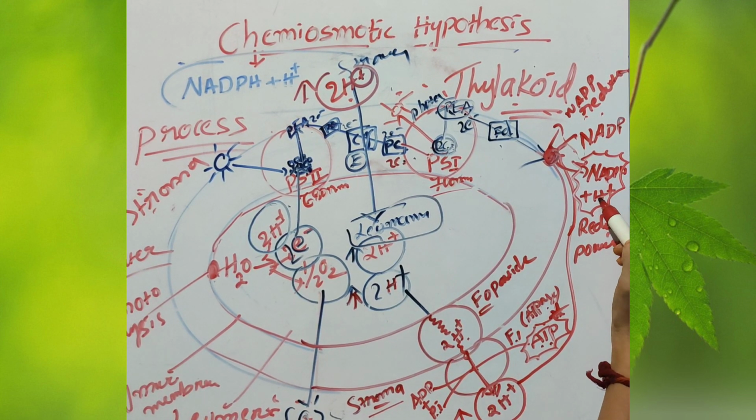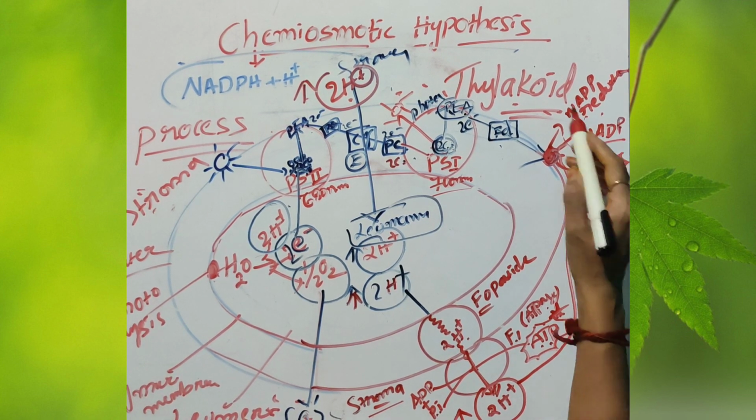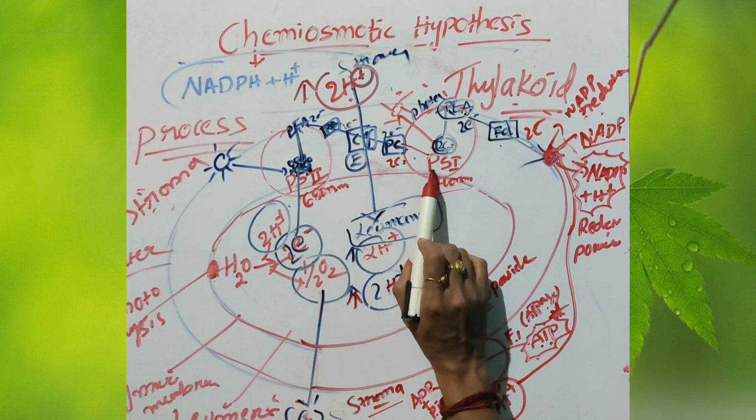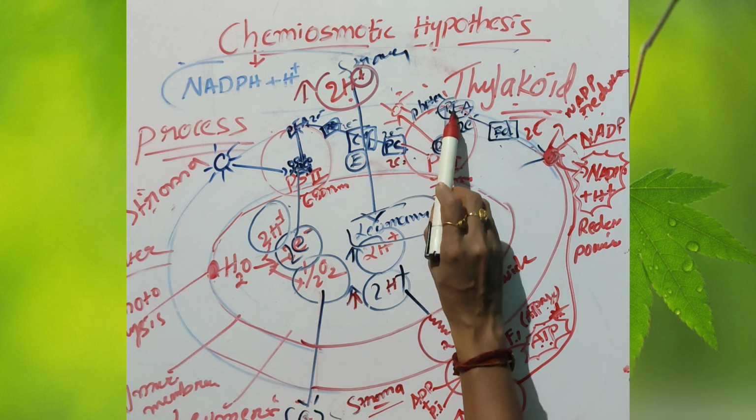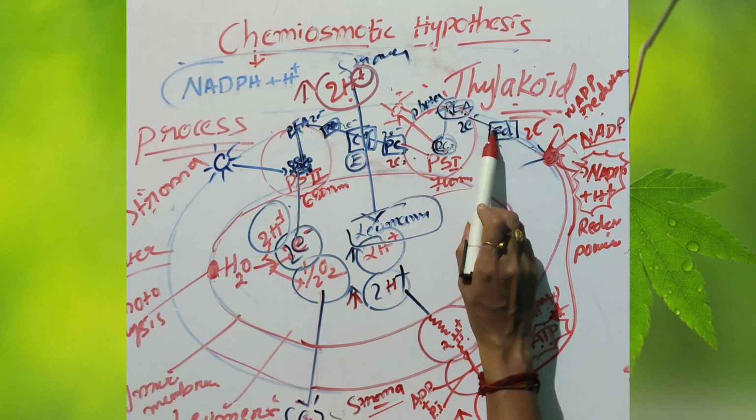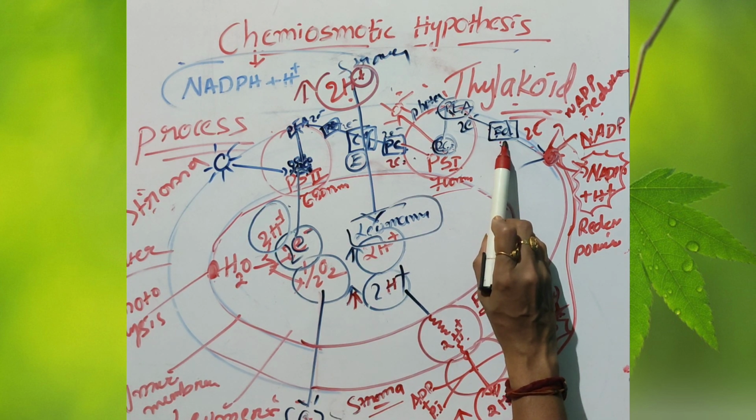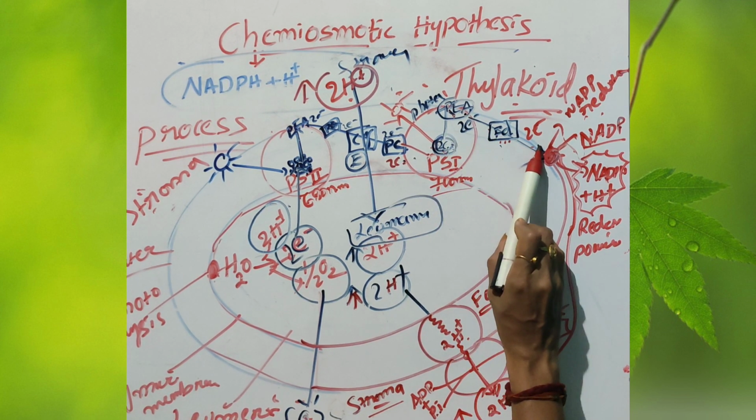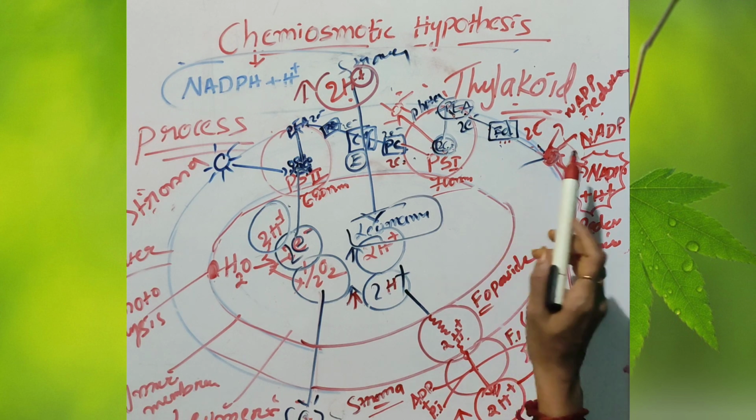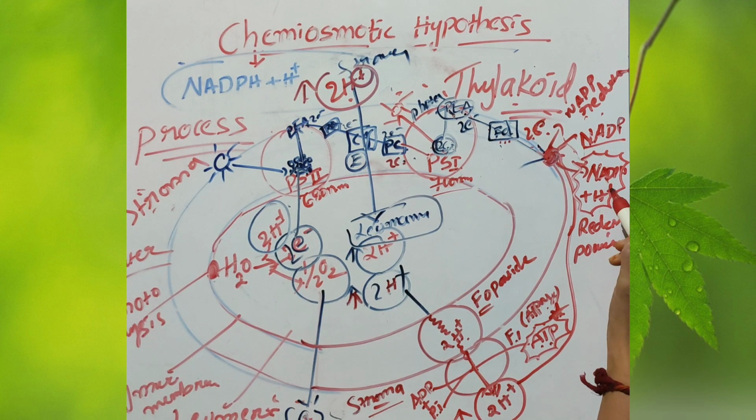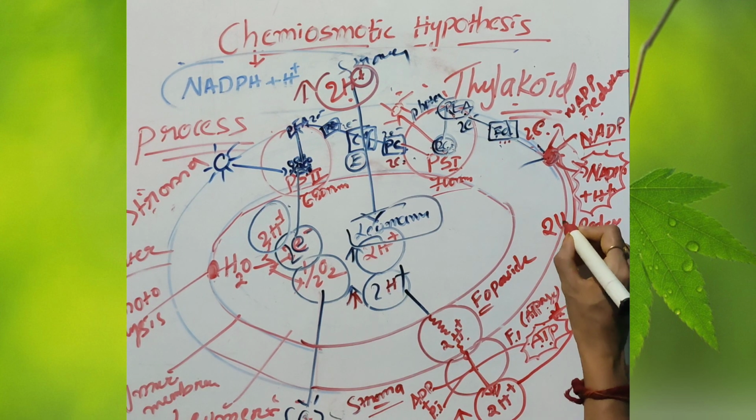The synthesis of NADPH comes from NADP and electrons. What is the donor of electrons? From photosystem 1, electrons go from the ground state to the excited state and then down the electron transport chain. What is the electron transporter in photosystem 1? Ferredoxin. This ferredoxin is important for the transportation of electrons from the excited state. So these electrons are utilized for the synthesis of reducing power with the help of NADP and 2 protons.